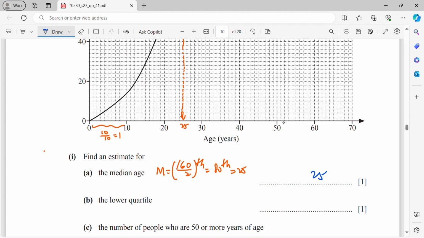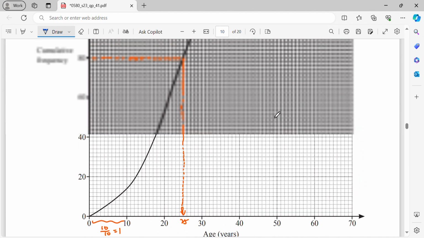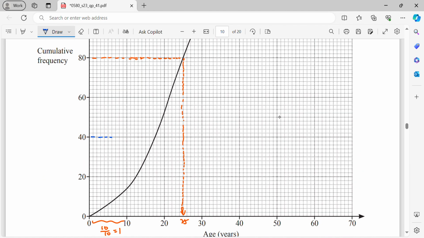Okay, the lower quartile. Lower quartile is basically Q1. So Q1 of the data means it is 1/4 of the total, or it is half of the median position. That means this is going to be the 40th data. So for the 40th data, just refer to the graph when the cumulative frequency is 40. Okay, so it is in the middle here.